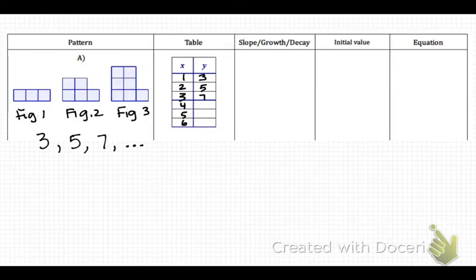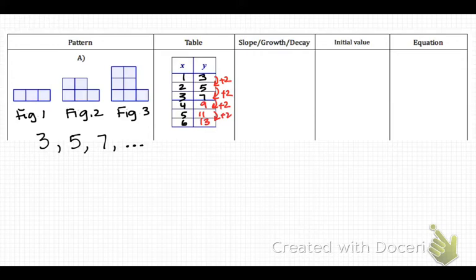Can I fill out the rest of my table? Yeah, what are the next values? 9, 11, and 13. Because why, Diego? Yeah, you add 2, perfect. So my pattern rule is add 2. So that's how I got 9, 11, 13.